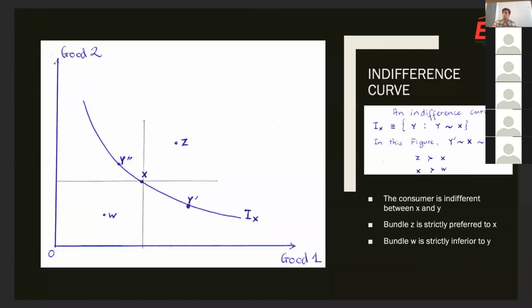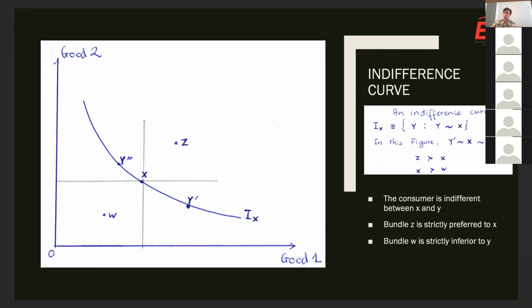So here's an example of an indifference curve for the consumer, where we've got some bundles up there, W, X, and Z. If you look at that, on your indifference curve I, bundles X, Y prime, and Y double prime are all indifferent to each other. Whereas all three of those that are indifferent to each other are strictly preferred to bundle W, and bundle Z is strictly preferred to the rest of the bundles on the screen right there.